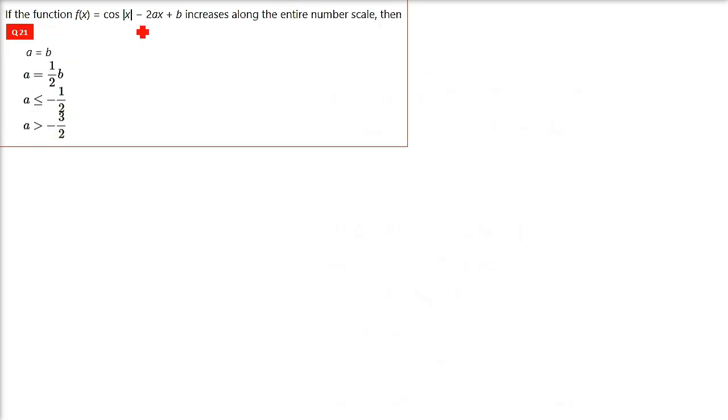If the function fx equals cos modulus x minus 2ax plus b increases along the entire number scale, then, number scale, we are talking about the number line. So this function is increasing. It increases. What does it mean? First of all, we have to find a relationship between a and b, or a relationship of a with certain numbers. These are the 4 options being provided.